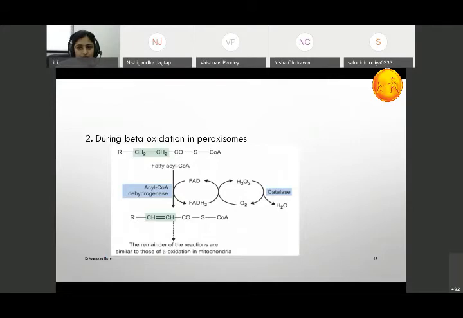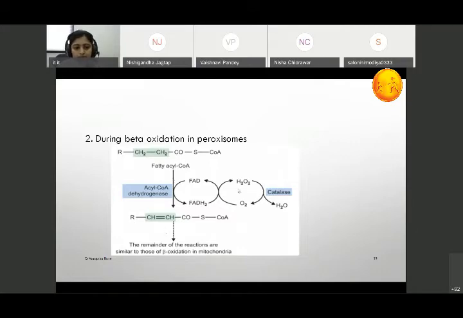So this beta oxidation occurs in mitochondria. We are talking here about the beta oxidation which is occurring in peroxisomes. Why will we talk about beta oxidation in peroxisome? Because we are learning about reactive oxygen species and free radicals. This is one of the sources of generation of reactive oxygen species.